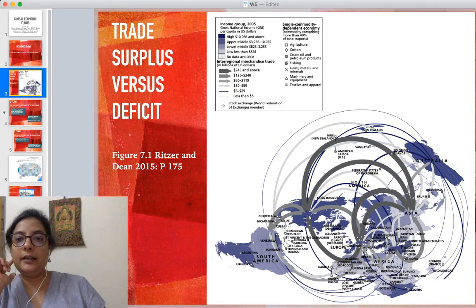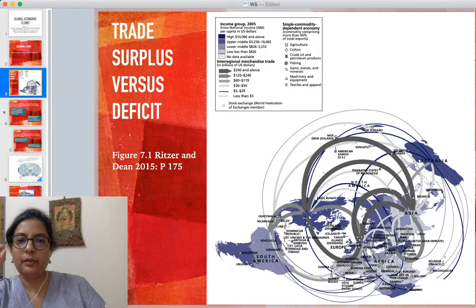The other thing that you will see here is that they have used arrows to show the flow of commodities from one country to another. And even here, you will see that the thickness of the arrows differs. The thicker the arrow, the higher the volume of trade. The thinner the arrow, the lower the volume of trade. So I thought, pictorially, it's a very interesting way of seeing in some ways world trade at this point. This is a contemporary picture that they have given.